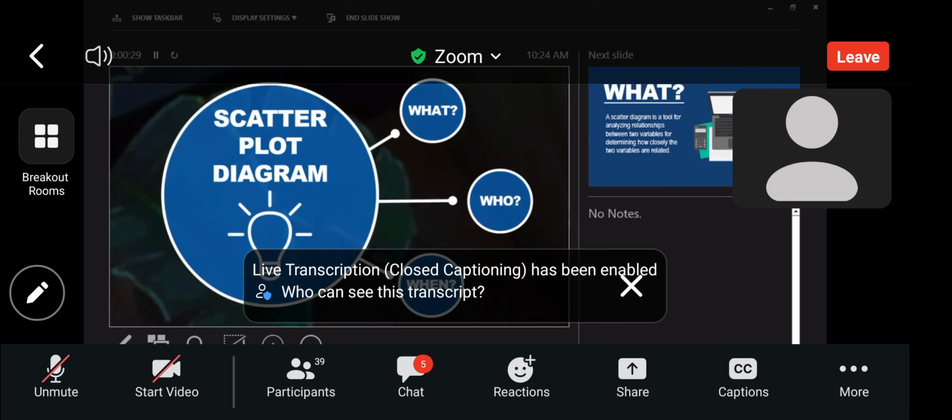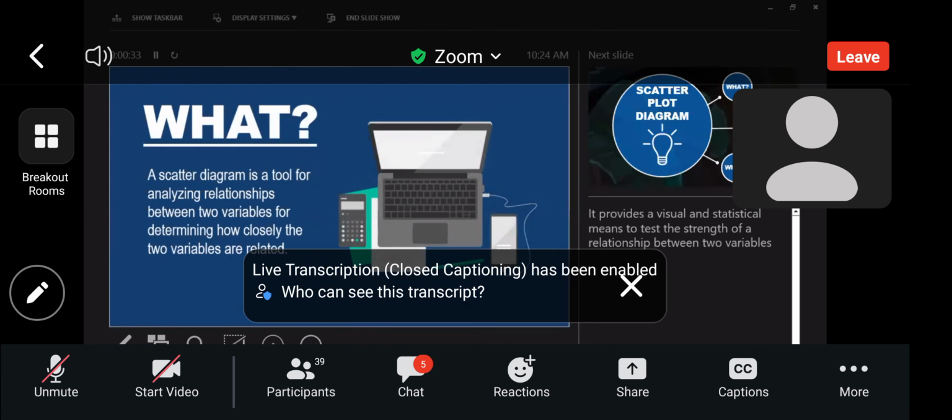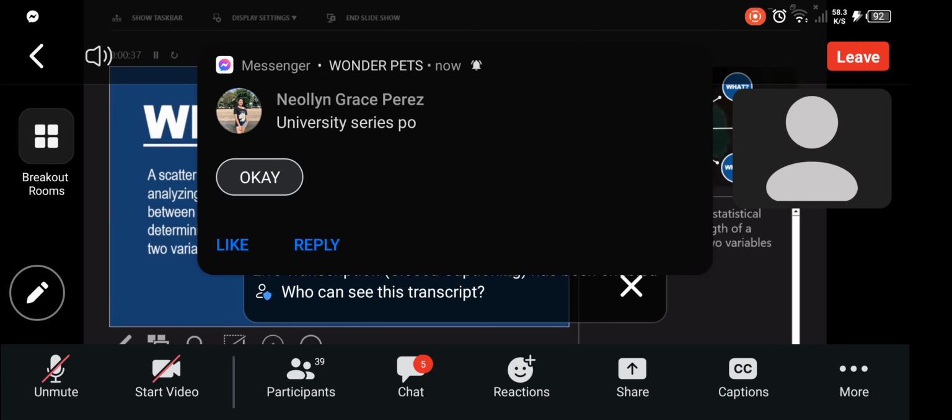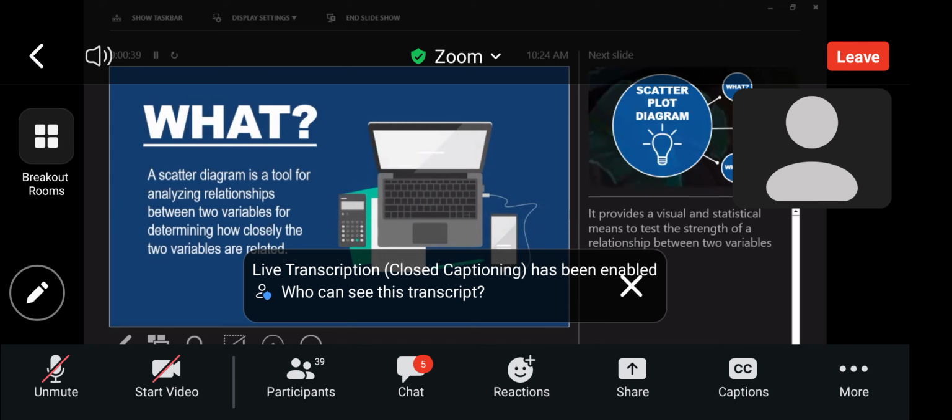So, meron tayong what, who, and when. So, sa what muna po tayo. What is scatter plot diagram? A scatter plot diagram is a tool for analyzing relationships between two variables for determining how closely the two variables are related. So, it provides a visual and statistical means to test the strength of relationship between two variables.